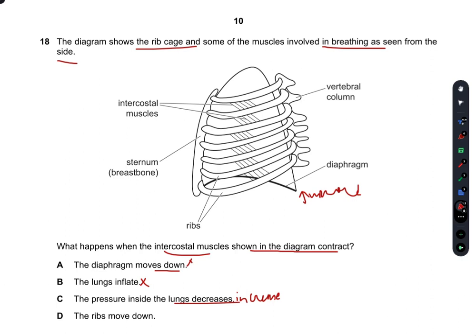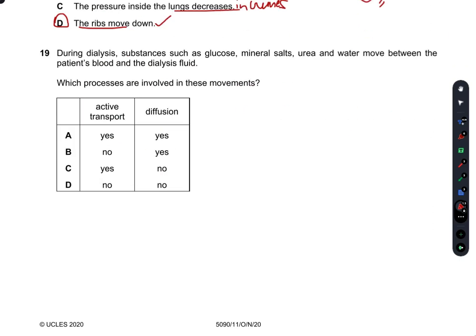The ribs move down. Yes, the ribs move down. So D is the right answer. So what happens when the intercostal muscles shown in the diagram contract? The diaphragm moves up, the lungs inflate. No, they're not. The pressure inside the lungs increases and the ribs move down. Yes, so D is the right option.